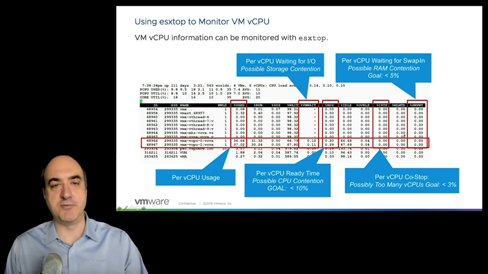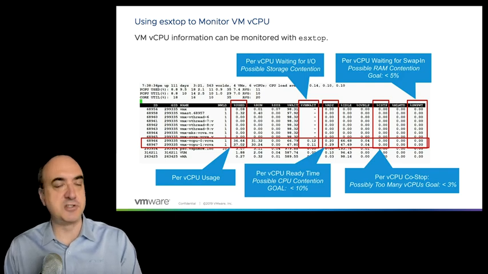Co-stops are important because, again, it's telling us whether or not the VM has too many virtual CPUs and we're having to co-stop the VM. We generally want that to be also a really low number, less than 3%. Swap wait should be less than 5%. So these are some of the important key performance indicators.